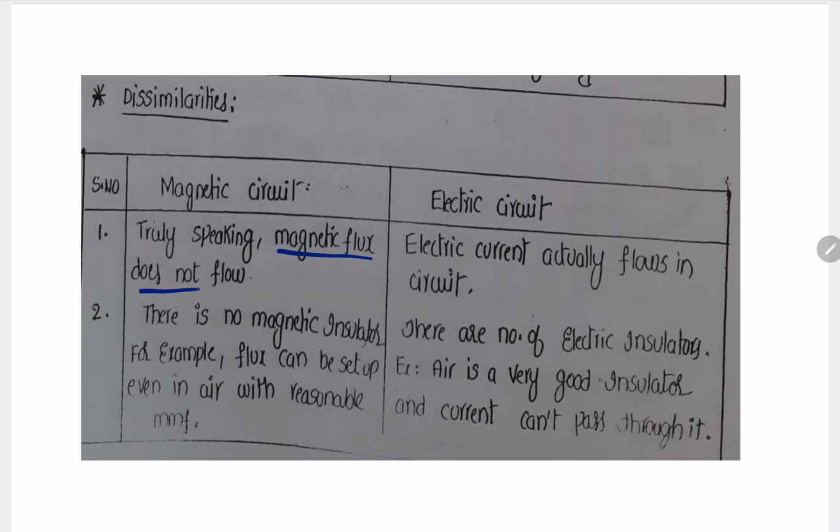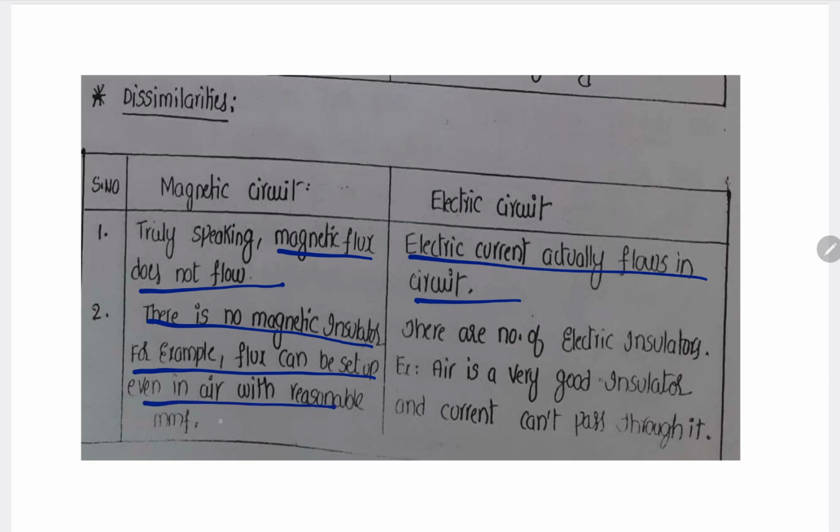Magnetic flux does not flow, it is an imaginary thing, but electric current will flow in a circuit. There is no magnetic insulator. For example, flux can be set up even in air with more MMF. There is no magnetic insulator, but all substances cannot allow the flow of current. We have electric insulators. Air is an insulator.